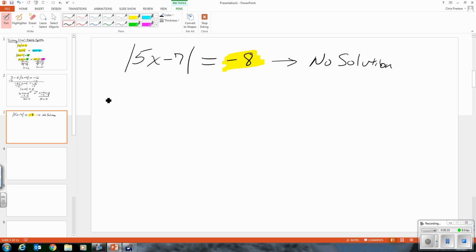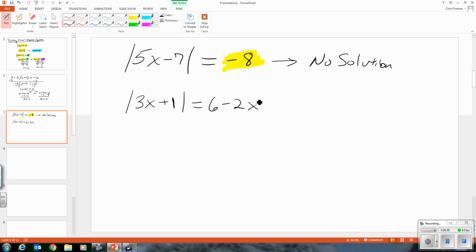When it gets really tricky is when you want to solve something like 3x plus 1 equals 6 minus 2x. And the question is, does this have answers or does it not have answers? And the answer is, I don't know. I have no idea yet if this has answers or not. What I need to do is I need to act like it does, because I don't know if this outside part is positive or negative. It depends on what x is.